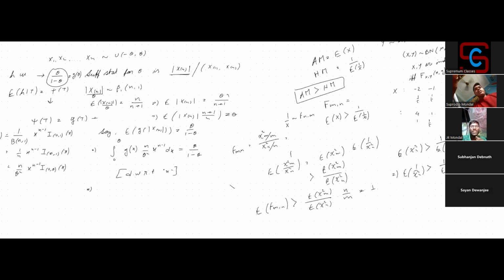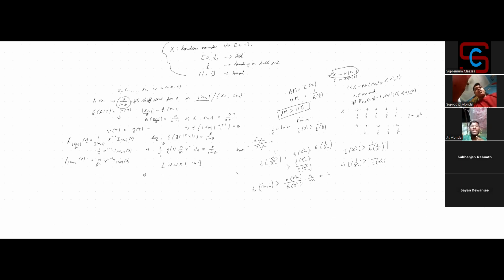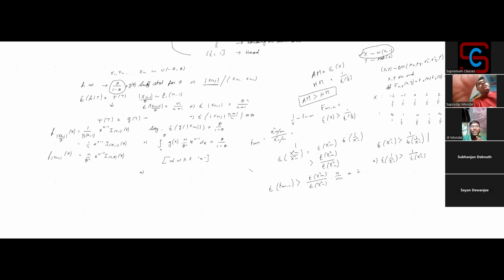Now you just have to differentiate and you will get the answer, right? You don't have to do the calculation, you just have to differentiate and you will get the form. So now can you find the MLE of this quantity, theta by 1 minus theta?